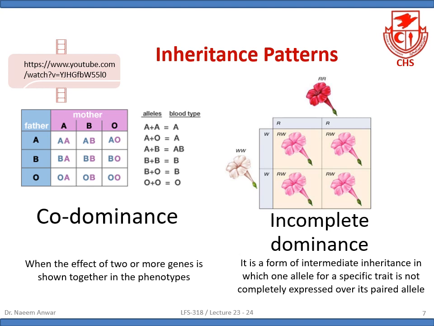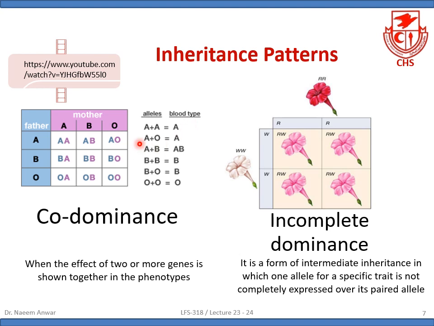Another thing we have to know is that we can consider the inheritance patterns as codominance or incomplete dominance. Codominance is when the effect of two or more genes is shown together in the phenotype. For example, here we are talking about the blood type group. If we have A or B, for example, if it's A plus A, one A from the mother and one A from the father, then the blood type will be A.